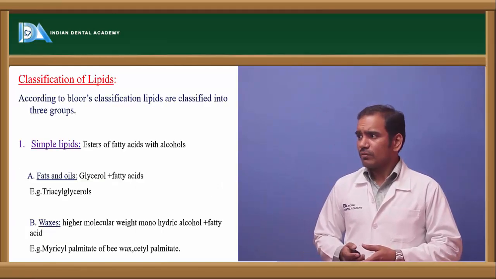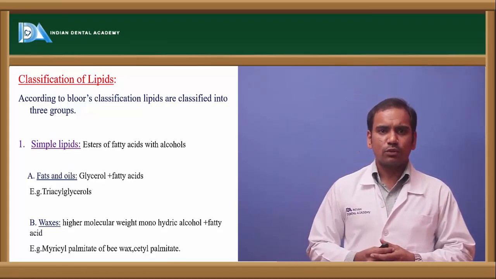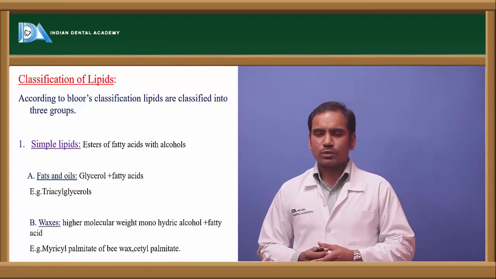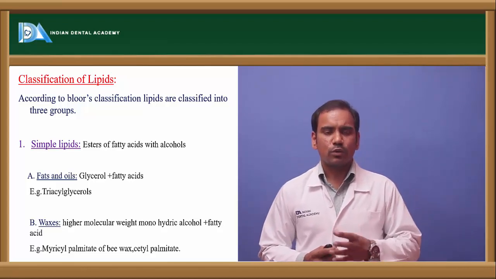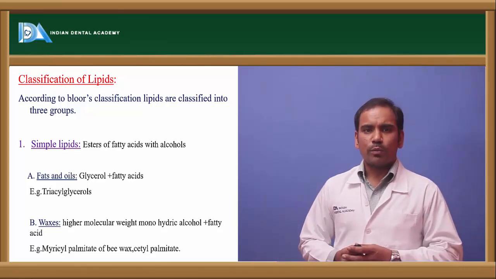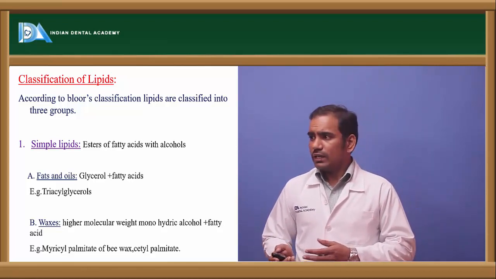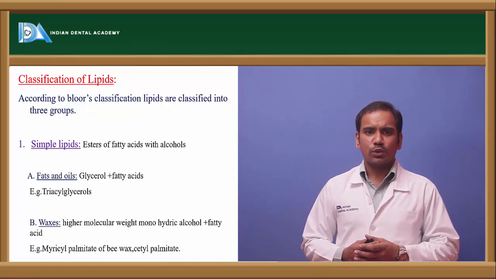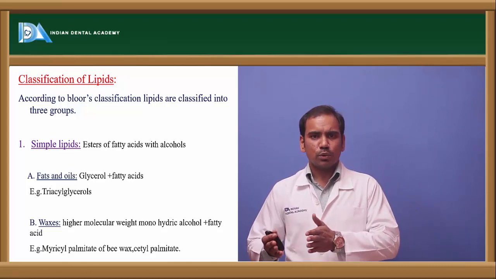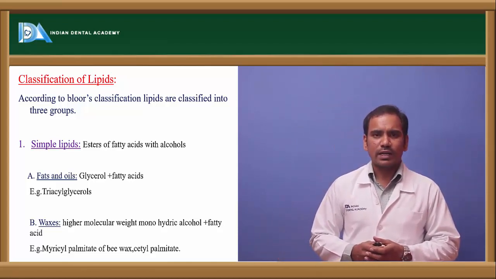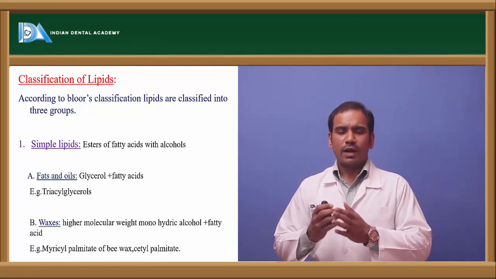Coming to classification of lipids, lipids are classified into three groups, and this is proposed by Bloor. So according to Bloor's classification, lipids are classified into three groups: simple lipids, compound or complex lipids, and derived lipids. And this classification is based on their composition. Simple lipids, the name itself indicates that there is simple composition and they are esters of fatty acids with alcohol. So their composition is they have alcohol and fatty acid.